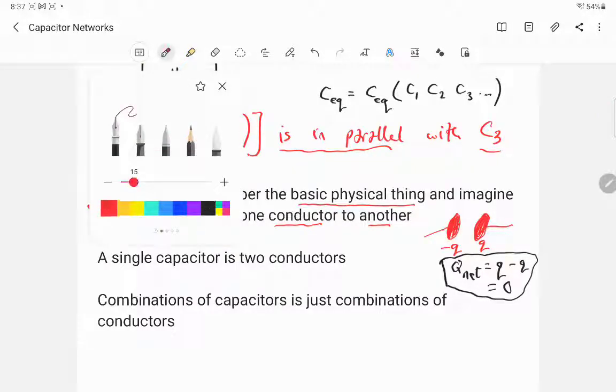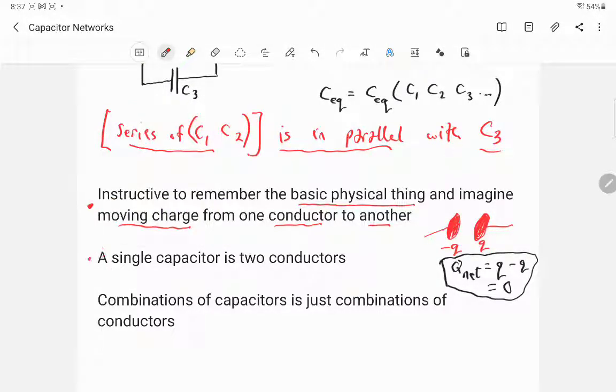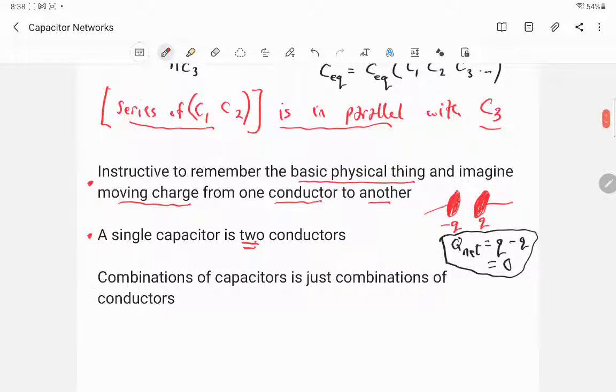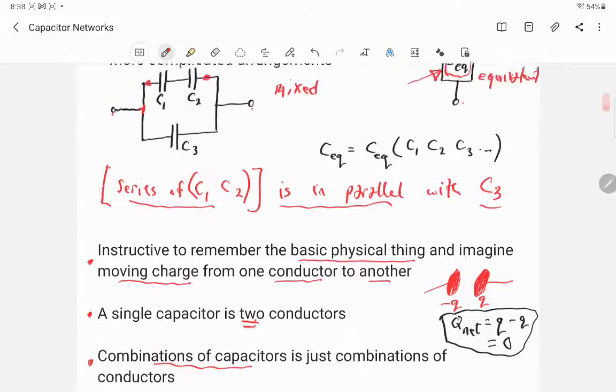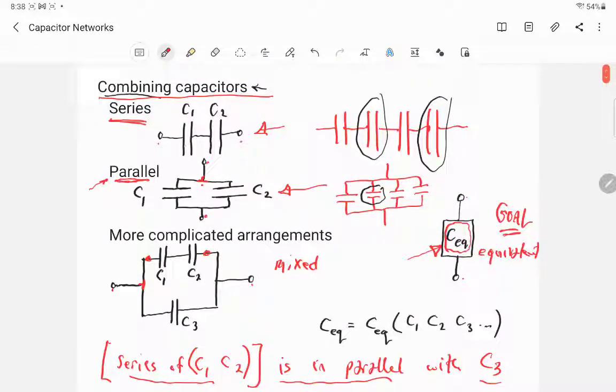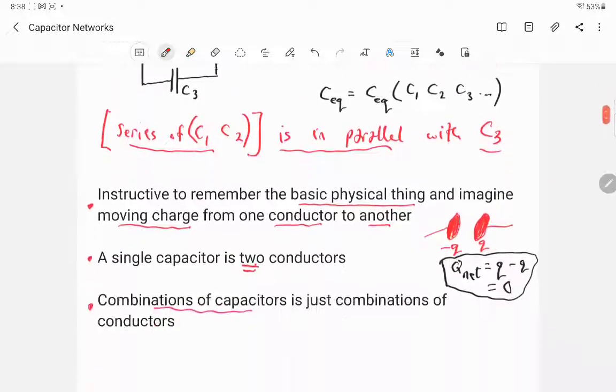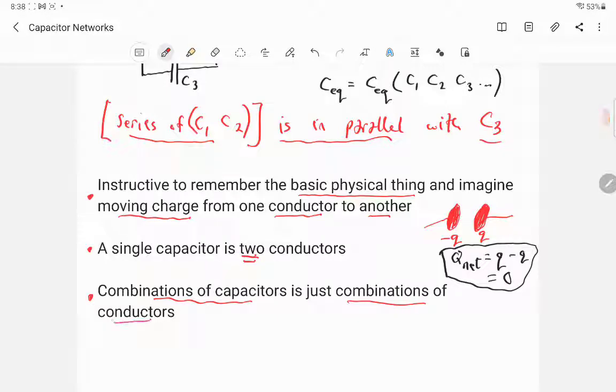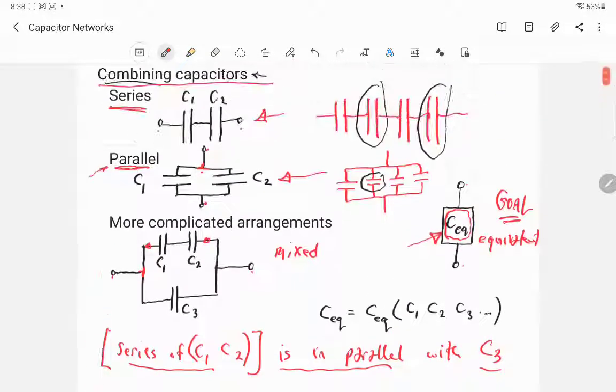Another basic thing to always remember is that a single capacitor is 2 separate conductors. Not one conductor, but a single capacitor, one capacitor is always 2 conductors. And combinations of these capacitors, right? Here's a capacitor in series, the two capacitors in series, right? If you think about it, these are just combinations of conductors. Multiple capacitors is a specific combination of conductors.